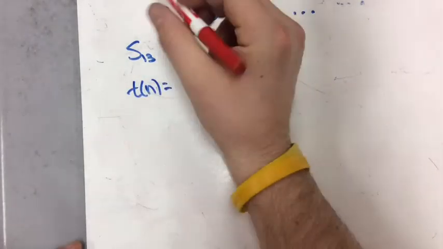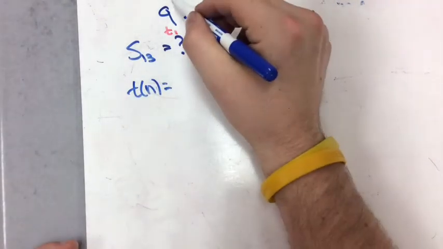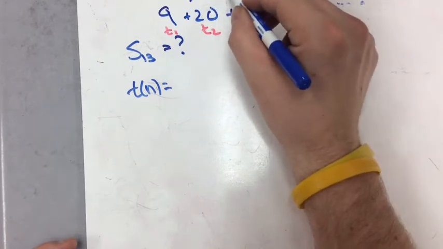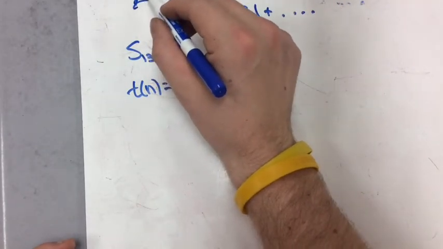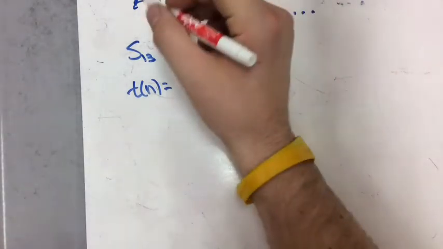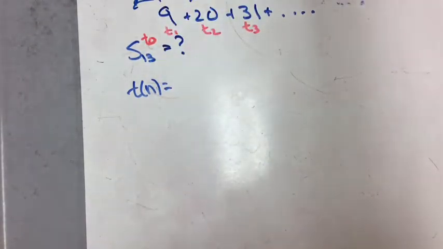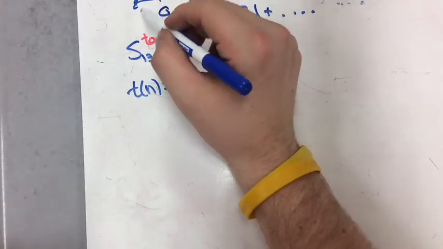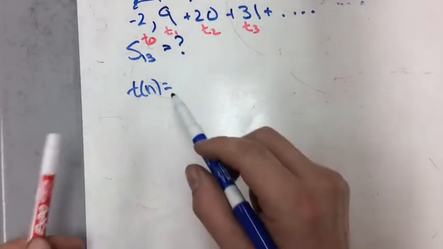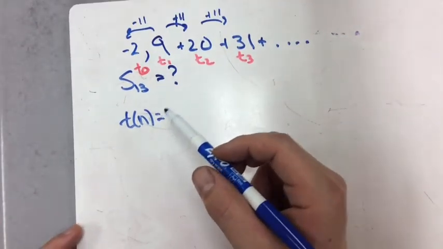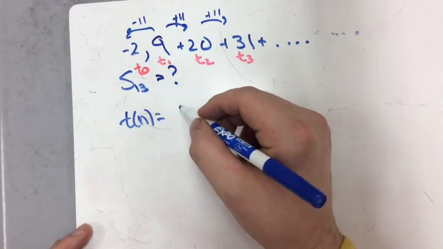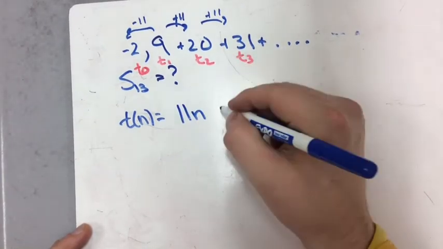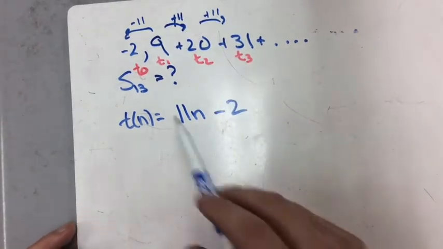Okay, so it looks like I'm adding by 11. So add 11, add 11. So I'm going to subtract 11 to find the t of 0th term, which is going to be minus 9 is 0, minus 11 would be negative 2. So if I were to build an equation for this, it's going to be t of n equals 11n minus 2. So here's my equation.